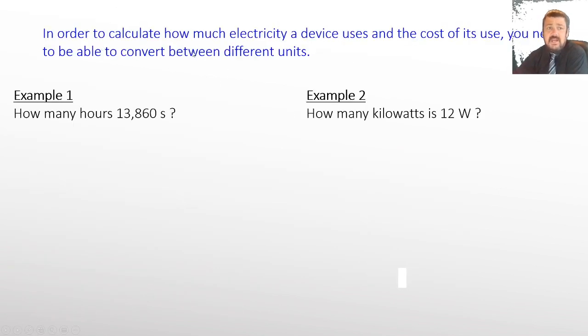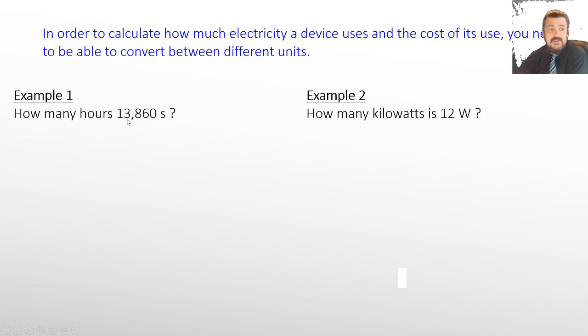So, in order to calculate how much electricity a device uses and the cost of its use, you need to be able to convert between different units. Now, this is the only time in physics that we don't really start using units such as seconds. If we were to look at electricity bills in terms of joules per second, the numbers on the bill would be astronomically huge. So we look at it in something called kilowatt hours. But before we do that, we need to be able to convert. So we're going to look at a couple of examples.